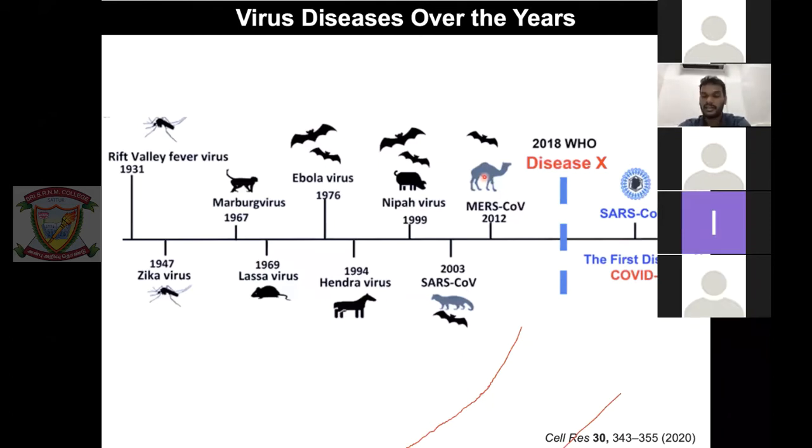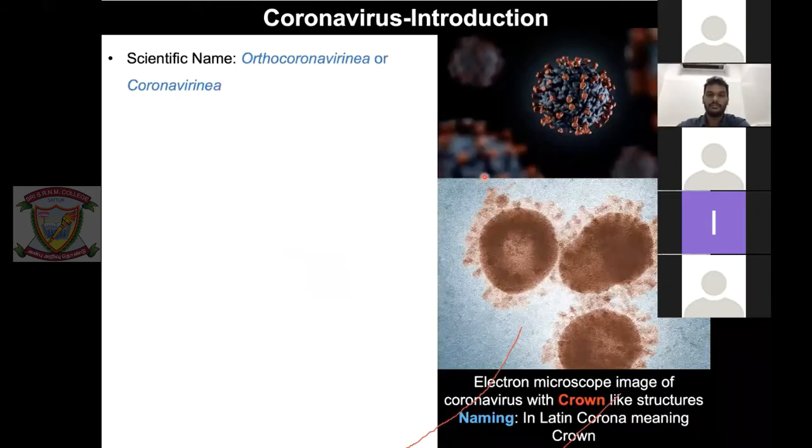Later it was found that it is a SARS virus, called novel coronavirus 2, and the disease caused by SARS-CoV-2 is called COVID-19. So COVID-19 is the disease name that is caused by SARS coronavirus 2. All right, now let's get into what is coronavirus.